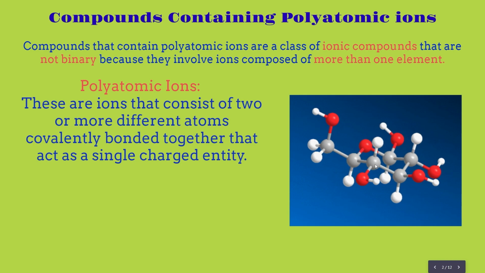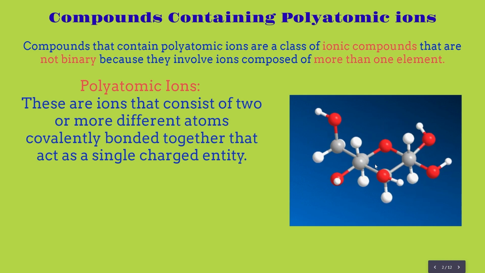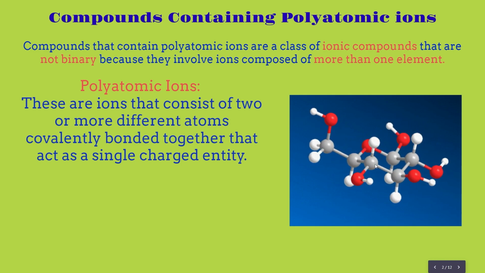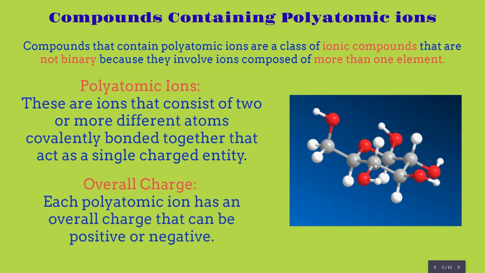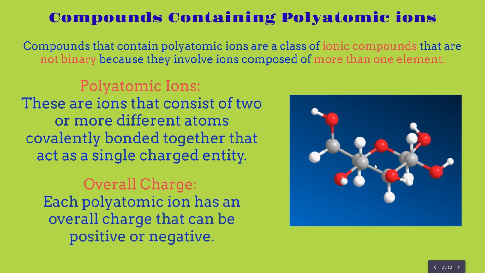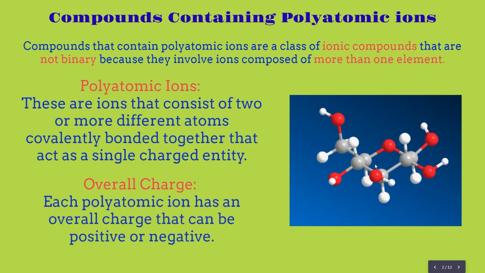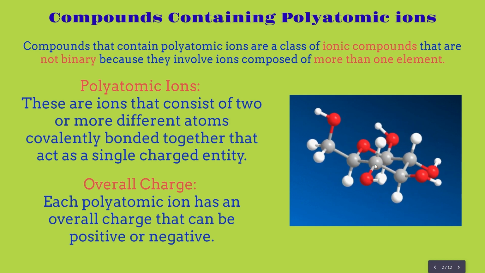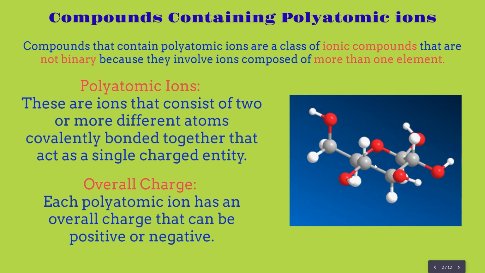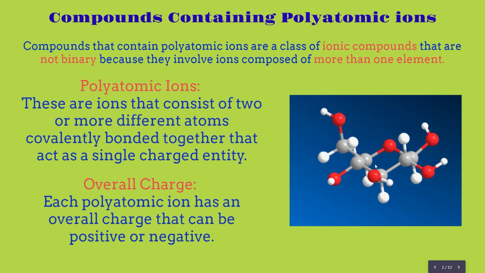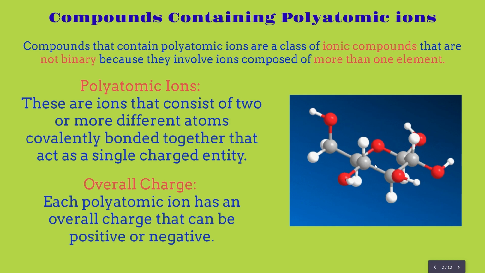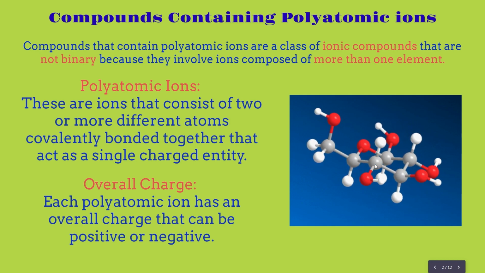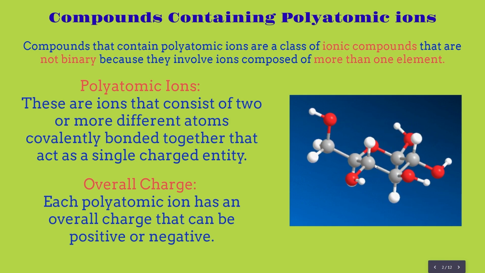Furthermore, these polyatomic ions are ions that consist of two or more different atoms that are covalently bonded together, and then they act as a single charged entity. Each of these polyatomic ions has an overall charge that can be either positive or negative. In a nutshell, you can think of a polyatomic ion as multiple different elements combined together with either a positive or a negative charge.